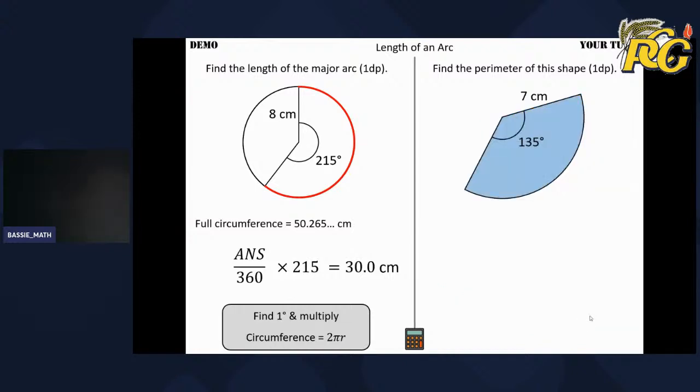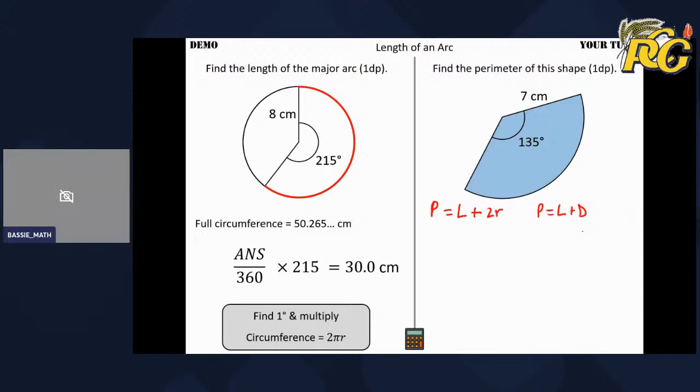All right. Here's another shape. You can pause the video and try that one. While you puzzle, just remember this formula that the perimeter of the sector is equal to the length of the arc plus 2 times the radius. If you're given a diameter, as in the case of a semicircle, you know that the perimeter is equal to L plus D, which is the diameter.